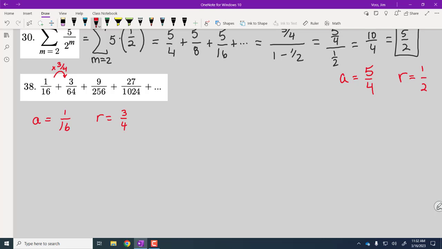So geometric, constant multiplication. So this tells us that the sum of the series is A, so 1 over 16, divided by 1 minus R. That will be the sum of the series. Multiply up and down by 16. If we want to clear the fractions, let's multiply by the least common multiple of the denominators.